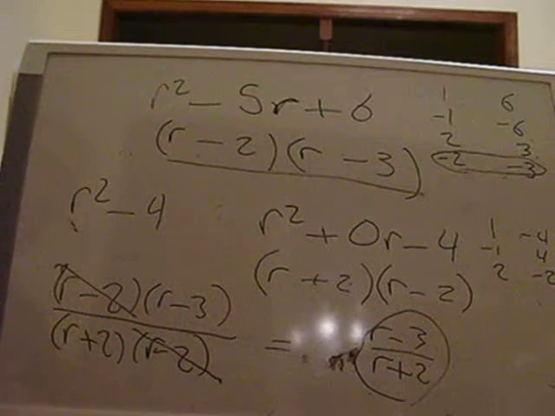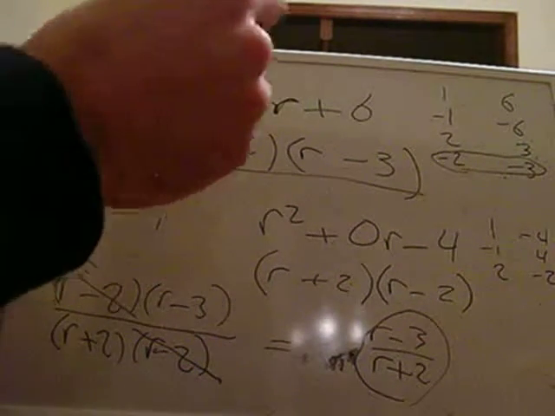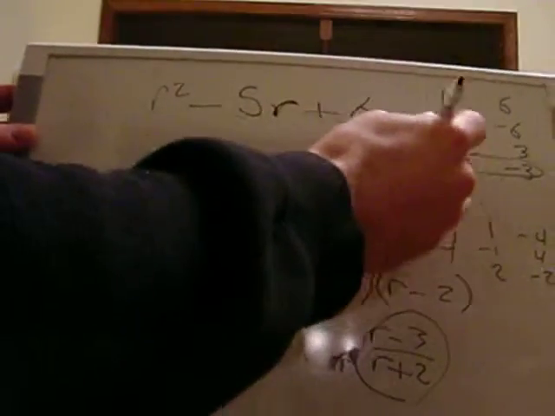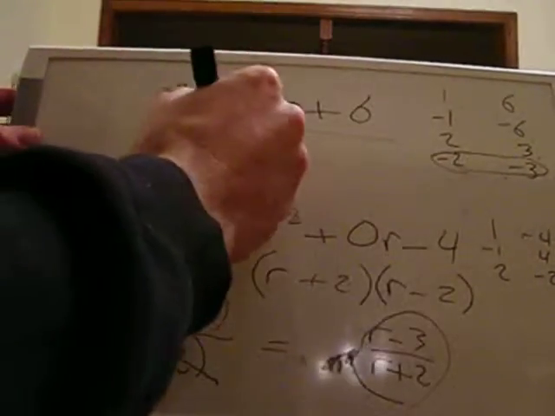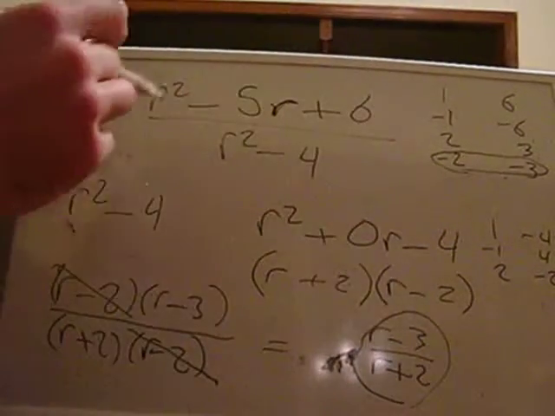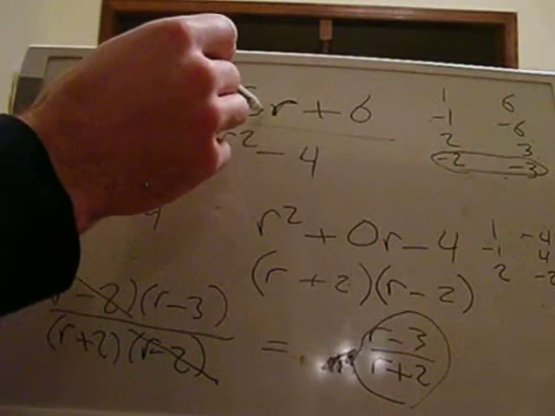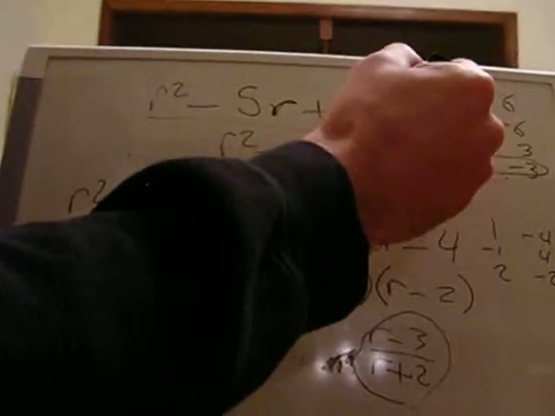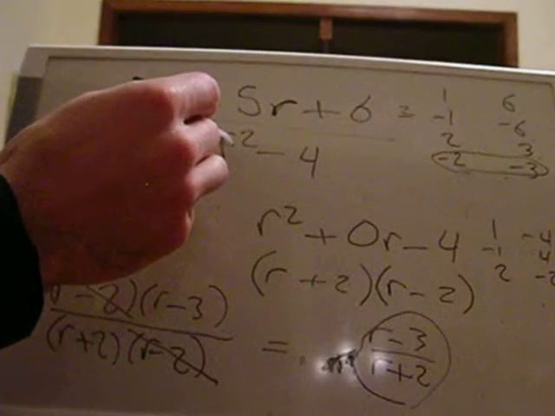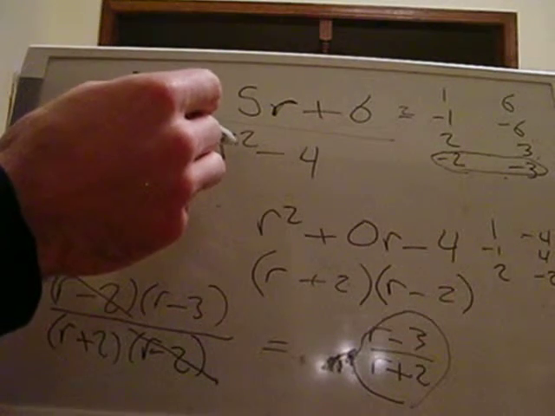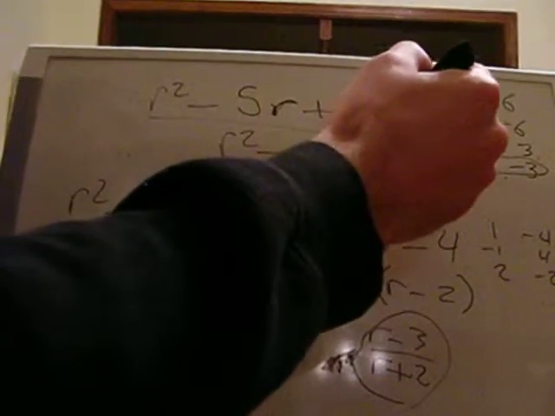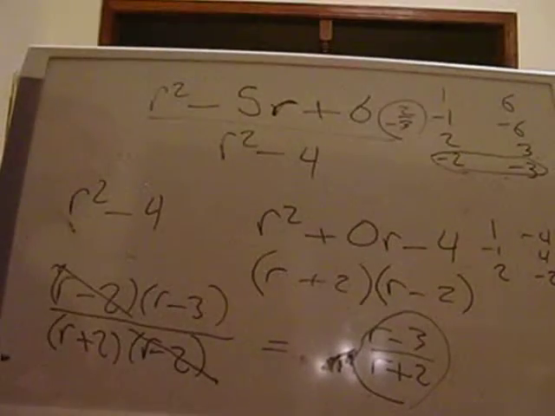And if you really are in doubt, just make up a number for r. Just say r equals 1 or something and test it out. Plug it into your original equation and then your final answer and see if it matches. So we could do that really easily. If r equals 1, then we'd have 1 squared, which is 1, minus 5 times 1. 1 minus 5 is negative 4, plus 6 is 2. So we'd have 2 on top. On the bottom we'd have r squared is 1 times 1 again. Minus 4 is negative 3. So we'd have 2 over negative 3, or negative 2/3.